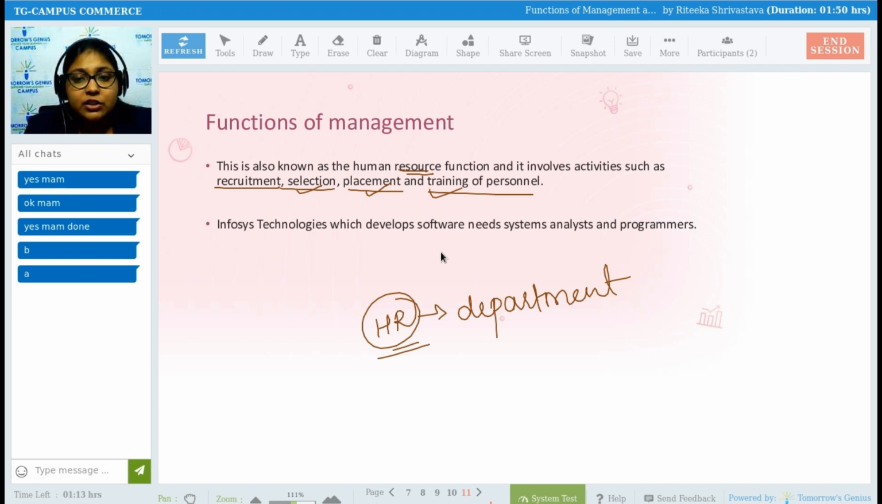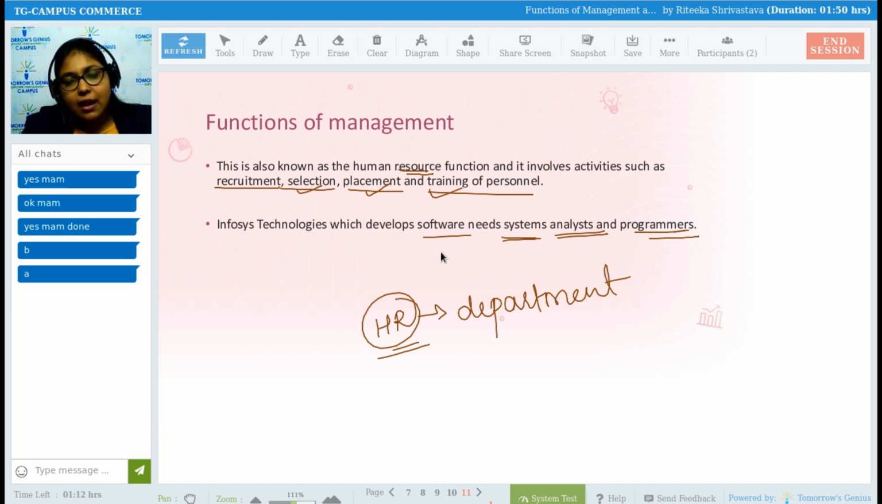Infosys Technologies, which develops software, needs systems analysts and programmers. So there is one example of Infosys Technology. Infosys Technology is a very big software company. In the actual world, there is one company called Infosys Technology. So they will hire all the good system analysts and programmers because they need system analysts and programmers.